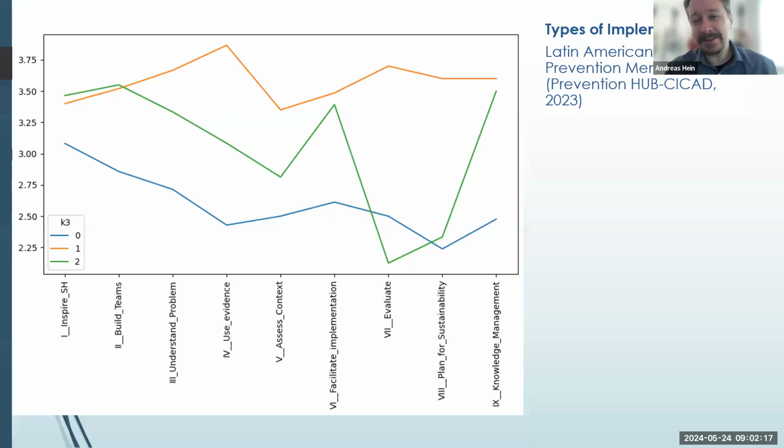One of them, I would say, is good at all. I would say it's the yellow line. They self-assess themselves very well in their ability to inspire and build teams. Perhaps a little more unsure about their ability to assess the context, but they have a broad understanding of all the issues of knowledge management and plans for sustainability and others.